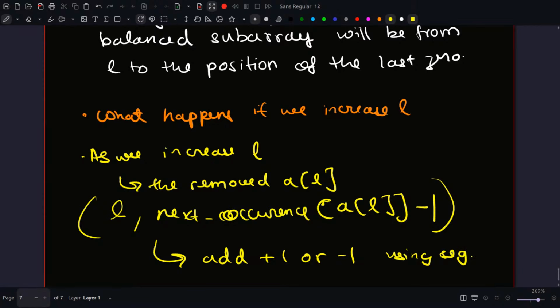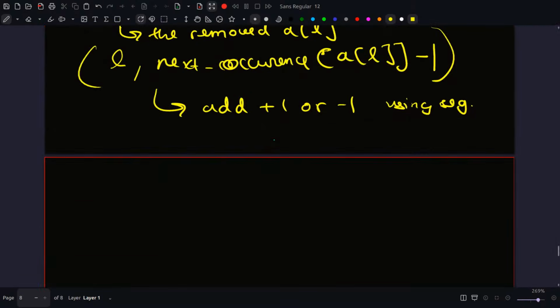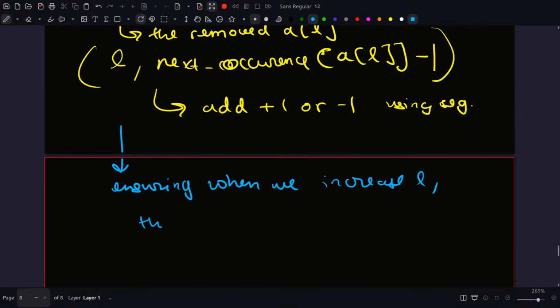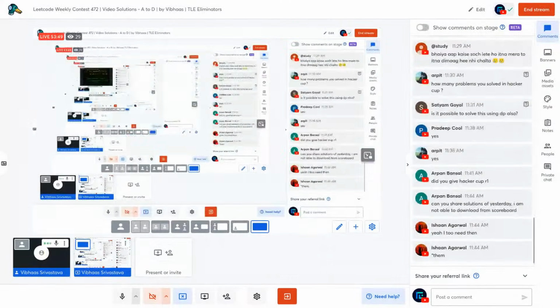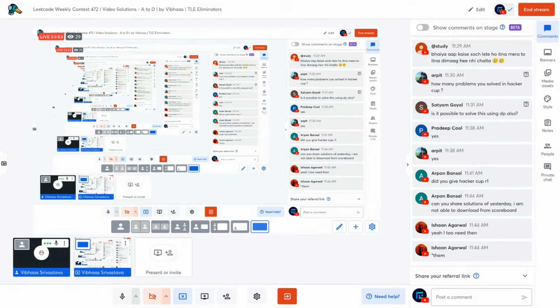Okay, so that way we are keeping the balance array computed correctly, even in n log n, right? Fine. So we are ensuring that when we increase L, the balance array is correct in big O of log n itself using the range query of our segment tree. Okay, so if the balance array is stored as a segment tree, it will be kept as a range query.